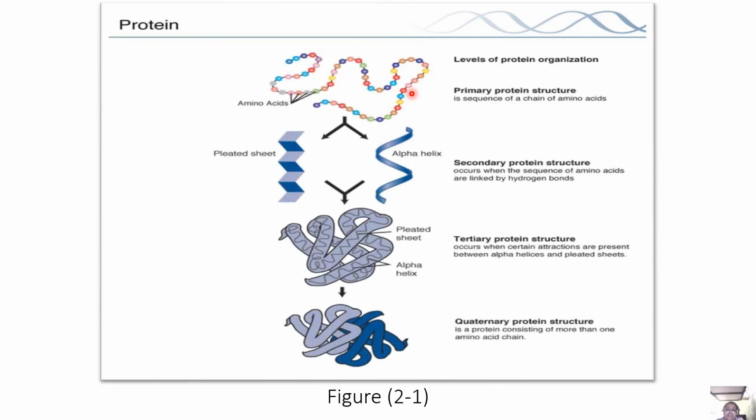Primary protein structure is the sequence of the chain of amino acids. Secondary protein structure occurs when the sequence of amino acids is linked by hydrogen bonds. Tertiary protein structure occurs when certain attractions are present between alpha helices and beta pleated sheets. And quaternary protein structure is a protein consisting of more than one amino acid chain.